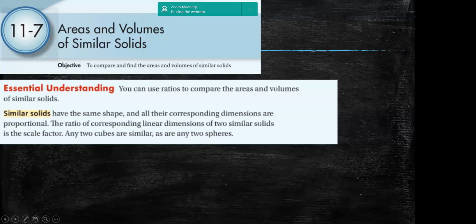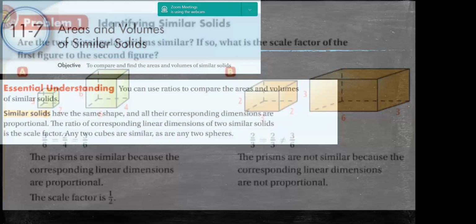So our lesson: areas and volumes of similar solids. This is the last lesson of this chapter. In this chapter, we will learn how we can compare and find the areas and the volumes of similar solids. We say that to compare between them, we need to use ratios.